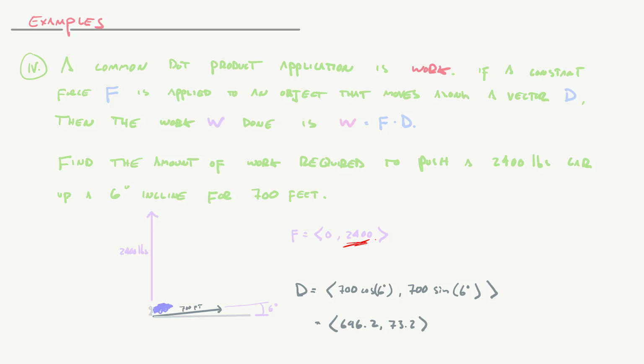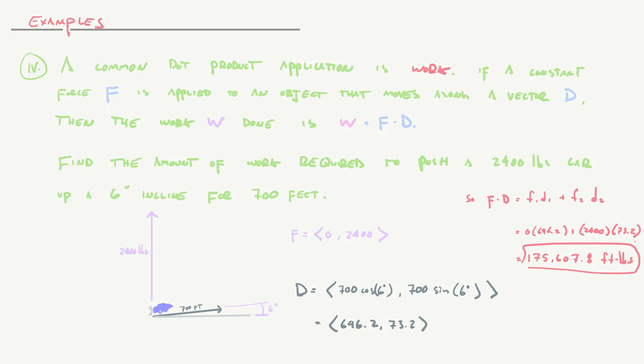Then we're just going to find the dot product between these two vectors, right? So F dot D is F1D1 plus F2D2. That is 0 times 696.2, which is 0. So this component basically is meaningless, goes away, because we're pushing it in a horizontal-ish direction anyway. So the next one is the one that really matters. We add that to 2,400 times 73.2, which gives us 175,607.8. And then you might be wondering, what is the unit for work? It's a foot-pound.